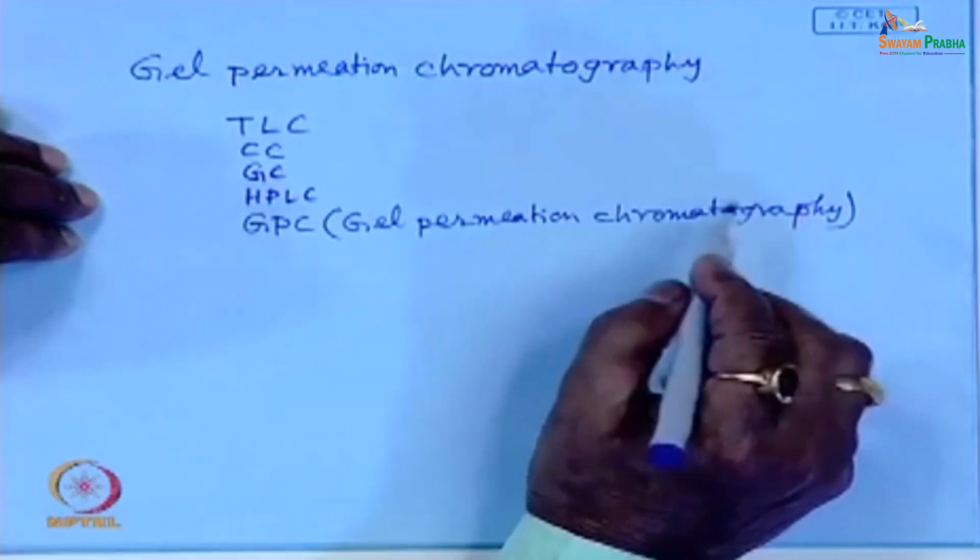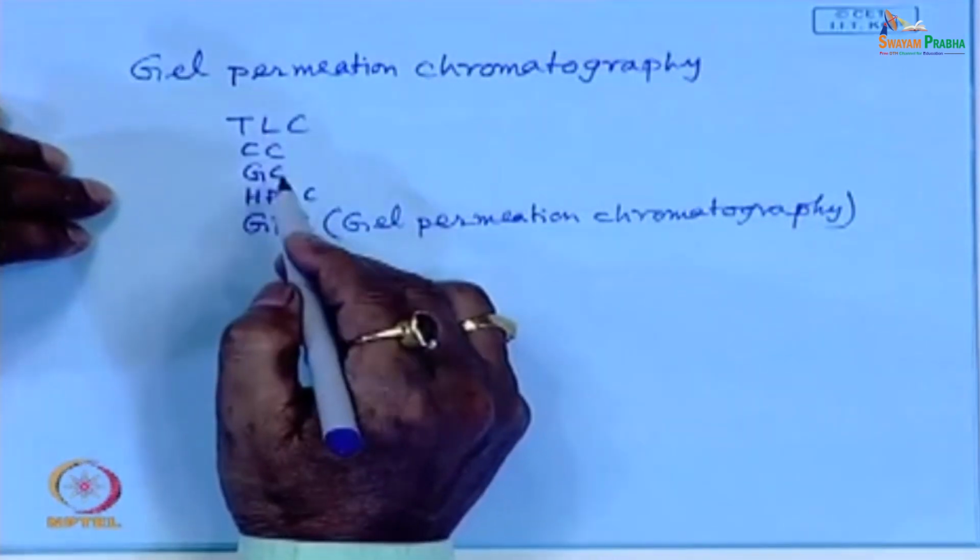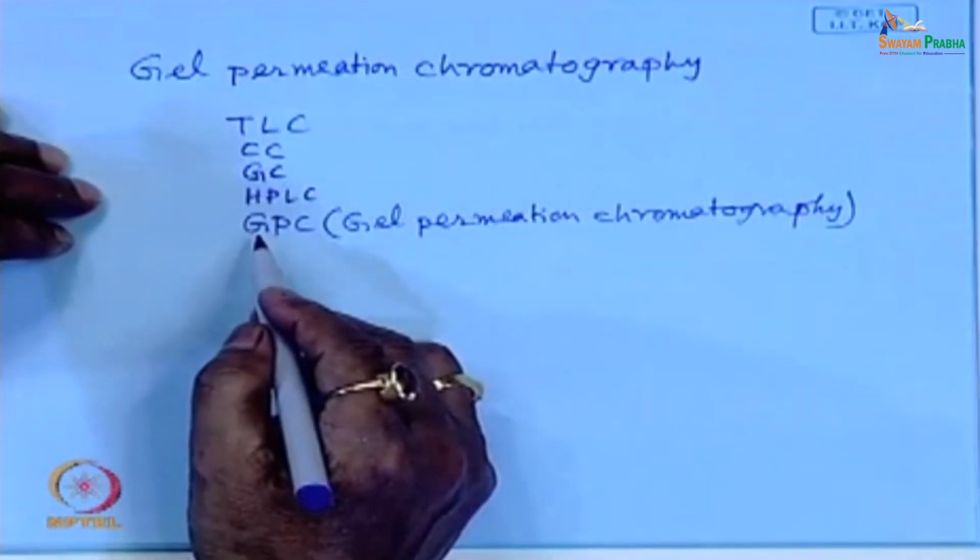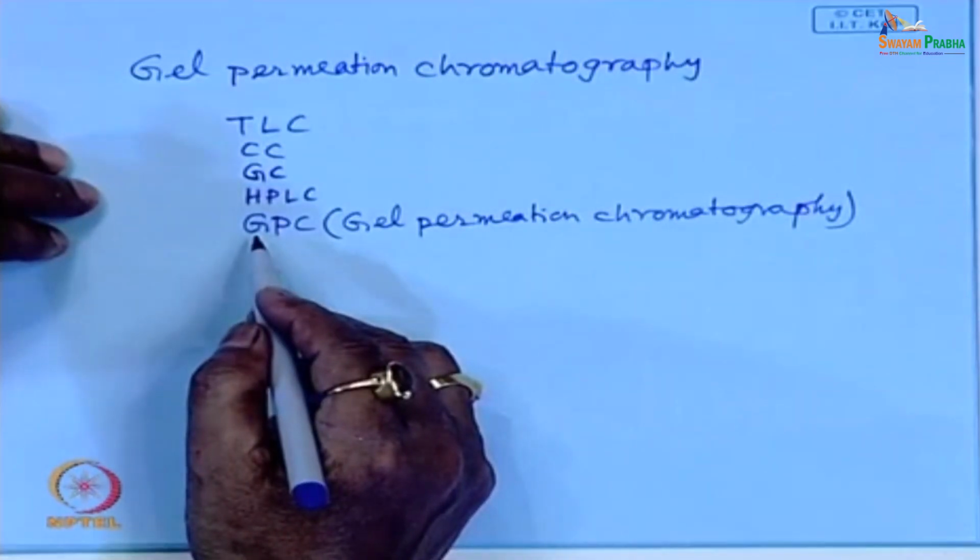Basically, in all these techniques, a stationary phase is used, which is highly active. That stationary phase, when it comes in contact with the mobile phase containing the components of a mixture to be separated, then some interaction occurs between the stationary phase and the components in the mobile phase, and those components which are to be separated get absorbed or interacted or held by the stationary phase. This way a separation can be effected.